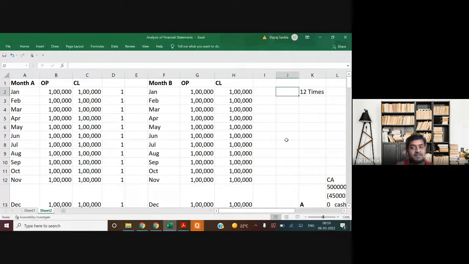So 12 times stock has been sold, na? 12 times stock has been turned over. 12 times stock has been replaced. Are you understanding? Yes, sir.